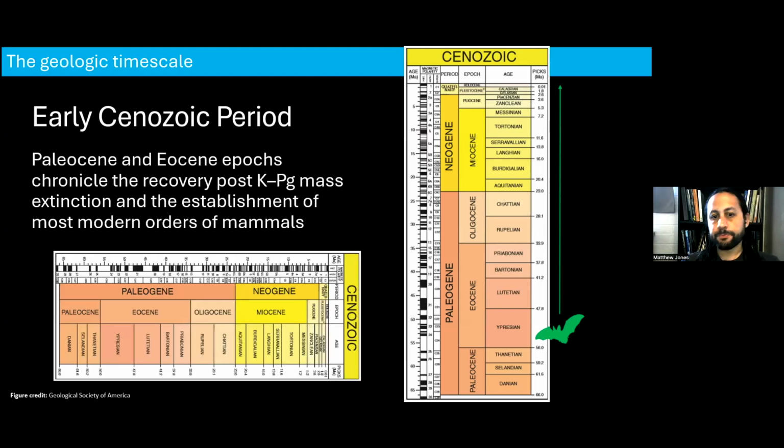Sometimes you'll see time laid out on its side. If you're unfamiliar with that, you'll typically read left to right. So again, bats show up about 56 million years ago and continue all the way until the modern day.